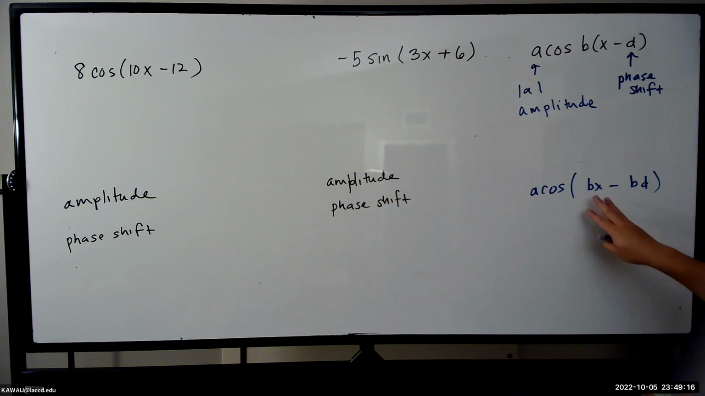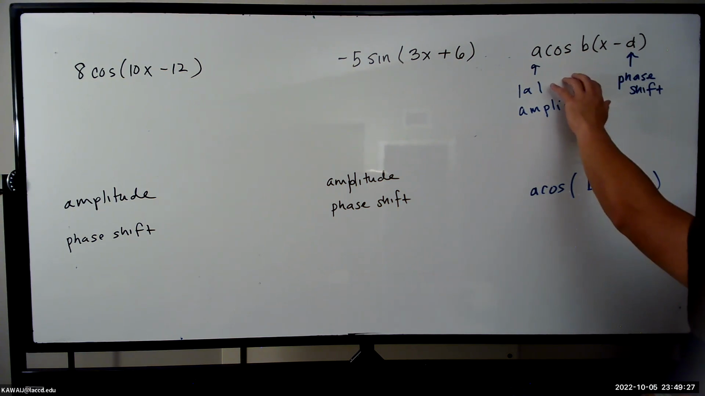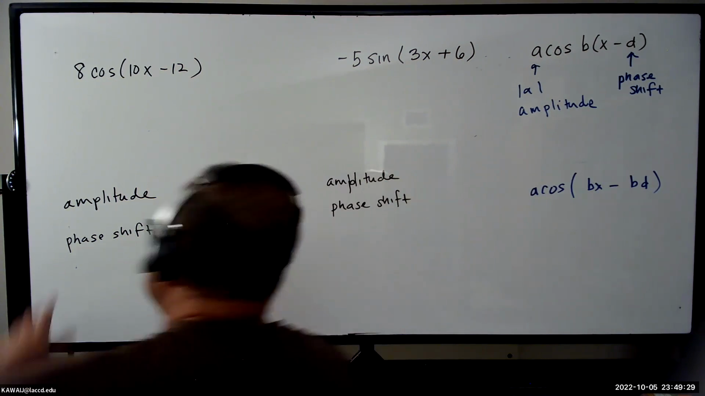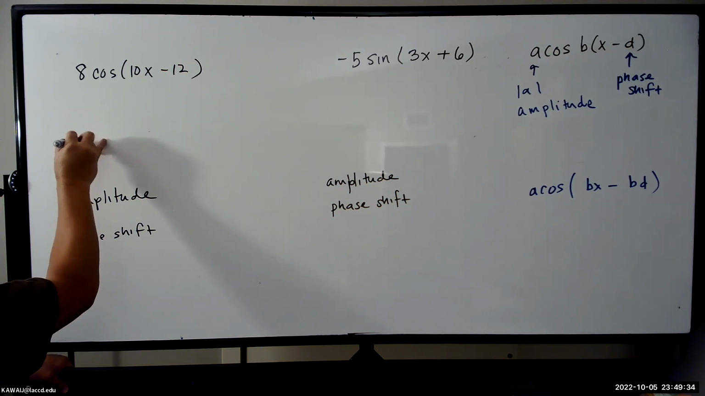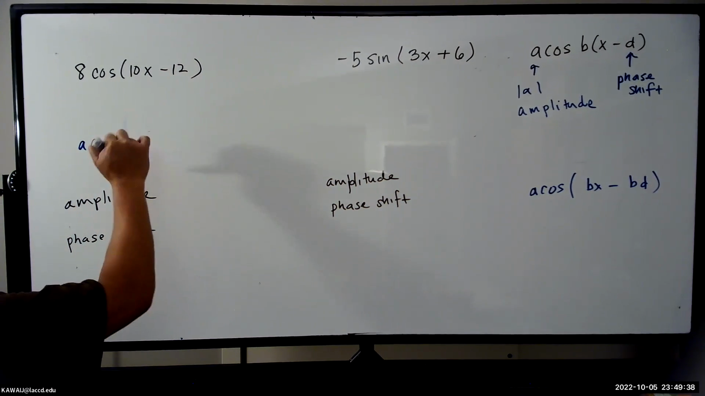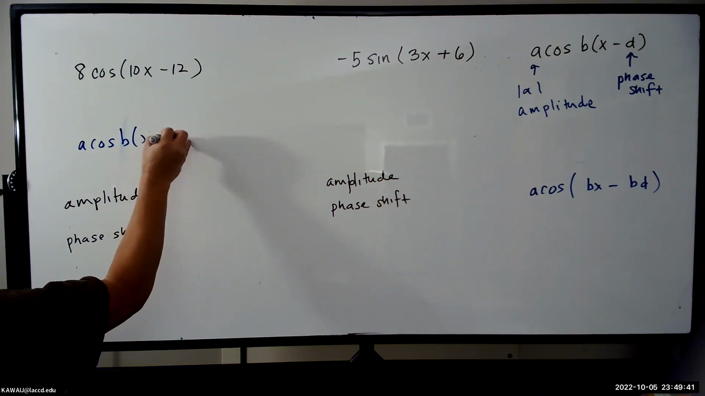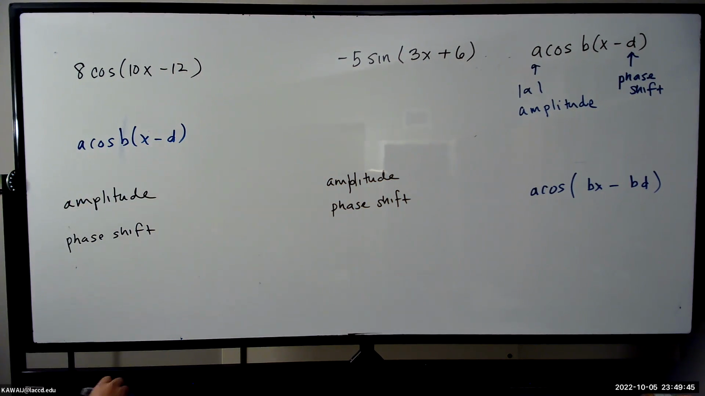Right? So we had been working on things that look more like this, something times X plus or minus something. Okay. Now, when we're trying to find the phase shift, it actually has to have this form right here. Okay. So I need this right here to have this form: A cosine B times X minus D, and then I can read my phase shift over here. Okay. So let's look at this.